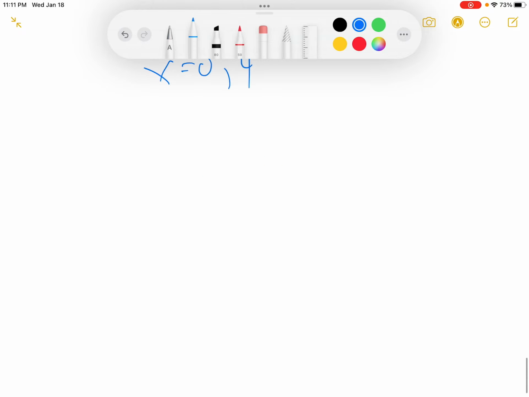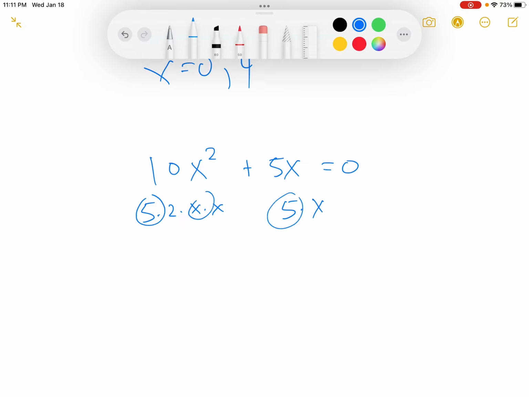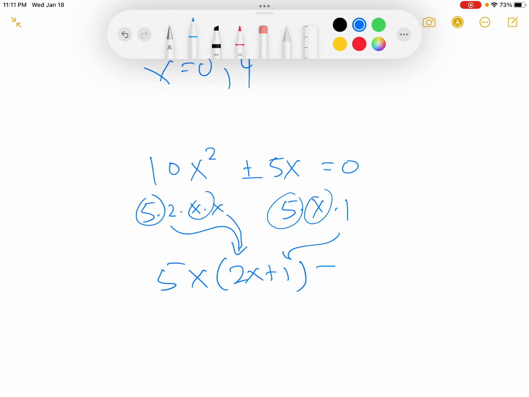Let's do something that you probably won't come across a ton, but it's worth going through. Let's make this tricky. Let's do 10x squared plus 5x equals 0. Well, 10x squared is 5 times 2 times x times x. 5x is 5 times x. Now, they both have a 5 in common. They both have an x in common. So if I factor this out, 2x is going to go in there, and here we're going to put a 1 in there, okay? And the plus, we'll put a plus there. So that's equal to 0.